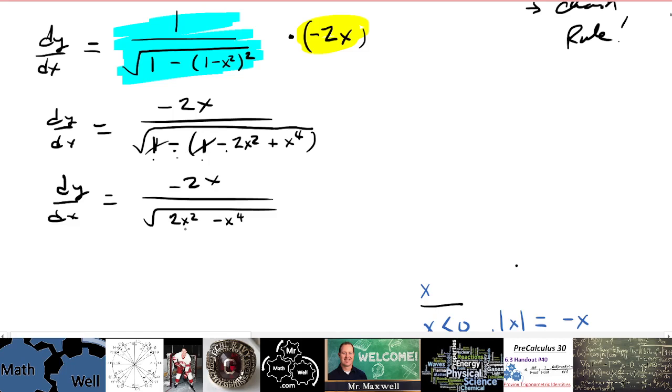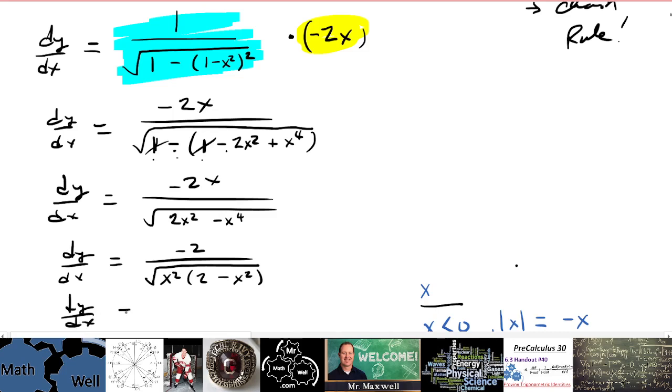All right, now we can factor the bottom, so let's factor this and simplify it a bit more. This is going to be root x squared times 2 minus x squared. And you may be thinking, hey, can I actually bring this x squared out of the square root? You can. And it's going to be a negative 2, and it's going to be plus or minus x root 2 minus x squared.